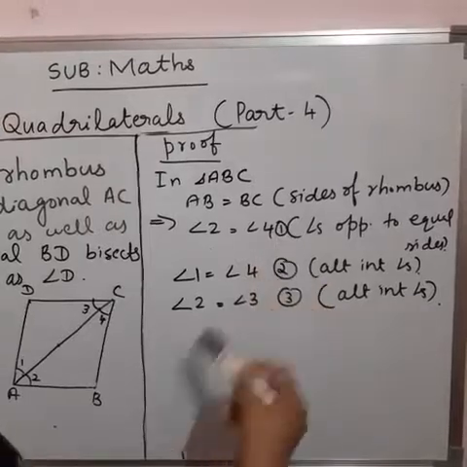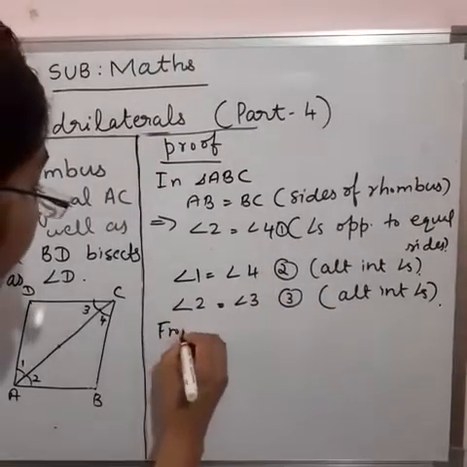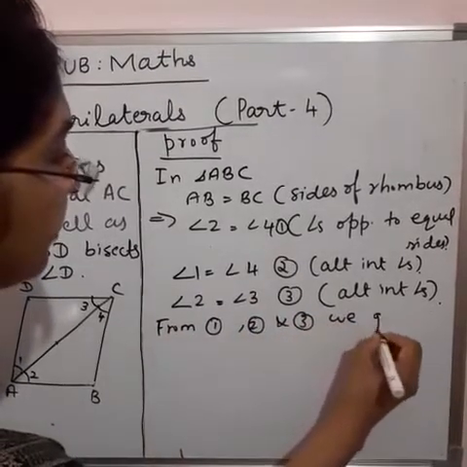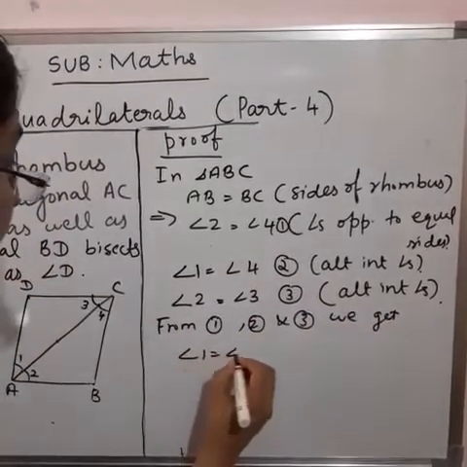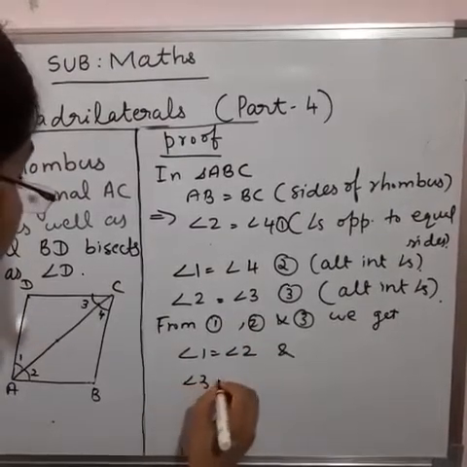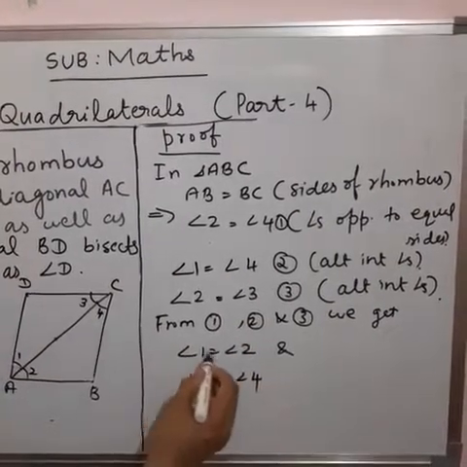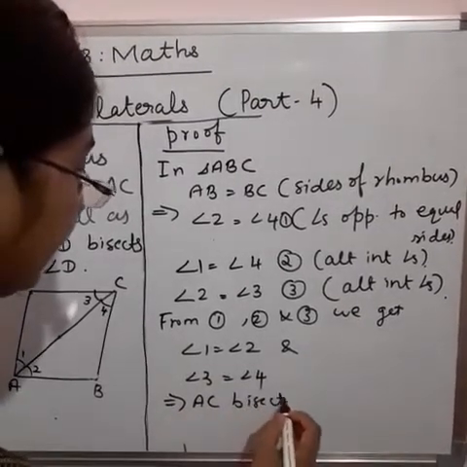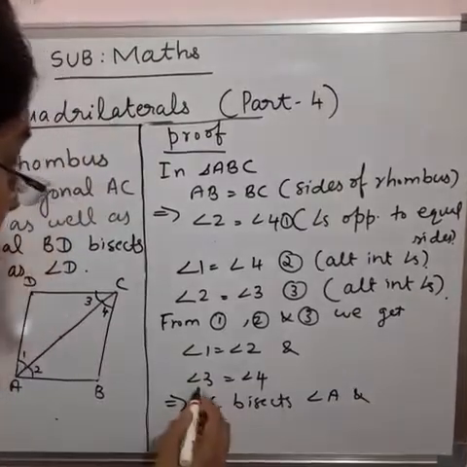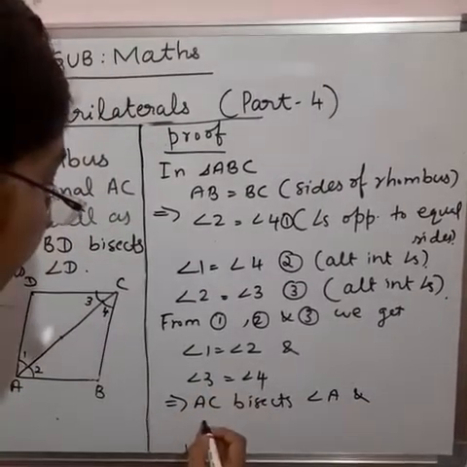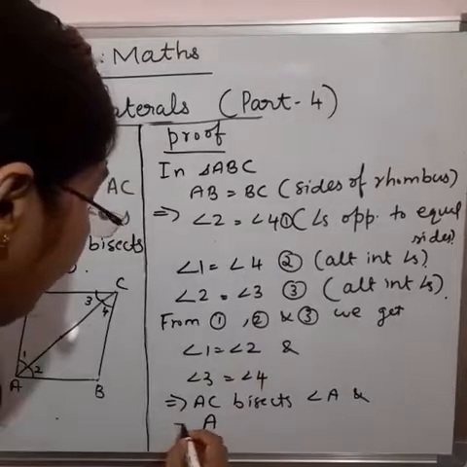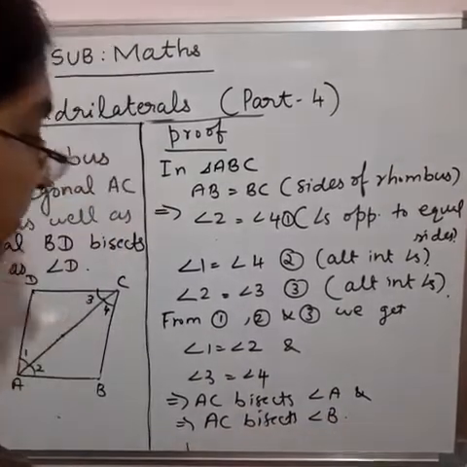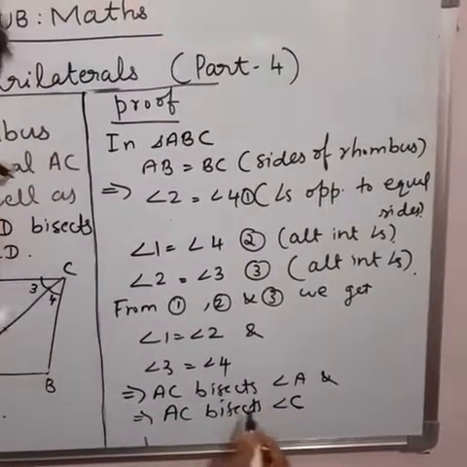Now, from equations 1, 2 and 3 we get angle 1 is equal to angle 2 and angle 3 is equal to angle 4. Angle 1 is equal to angle 2 means AC bisects angle A, and angle 3 is equal to angle 4 means AC bisects angle C.